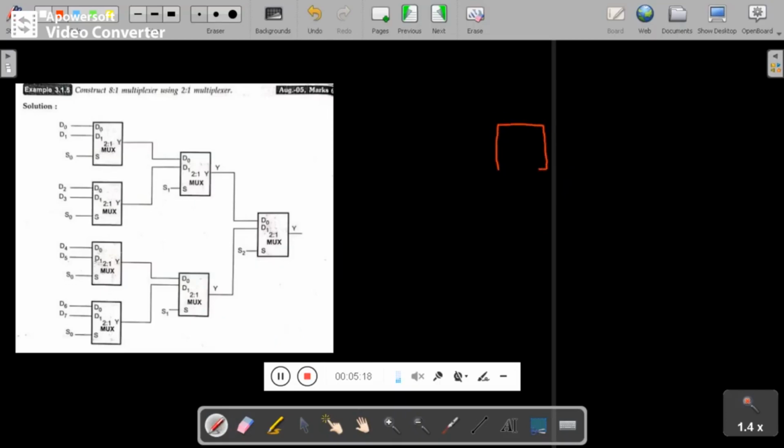Two is to one multiplexer. It is a 2:1 multiplexer. That means it has got two inputs. Let me write here two inputs D0 and D1 and one output Y.